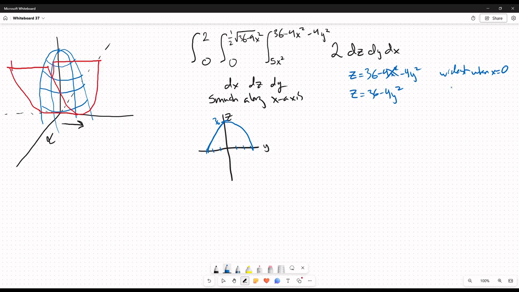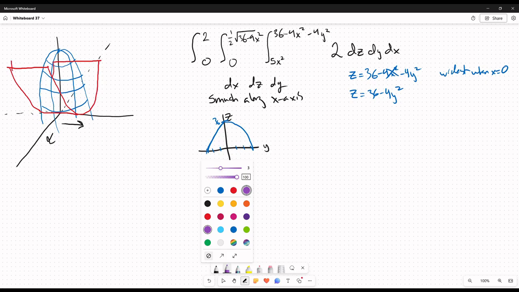Okay, so let's bring our attention to the important part, which is what this intersection looks like. I'm going to do this in purple. We're interested in where 36 minus 4x squared minus 4y squared equals 5x squared. If I set those equal to each other, I'm going to get an answer in terms of x and y. So in order to find this intersection, I'm going to need to start by solving them both for x.